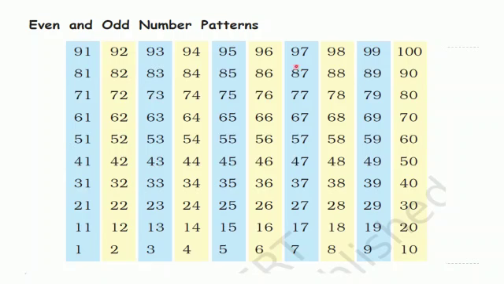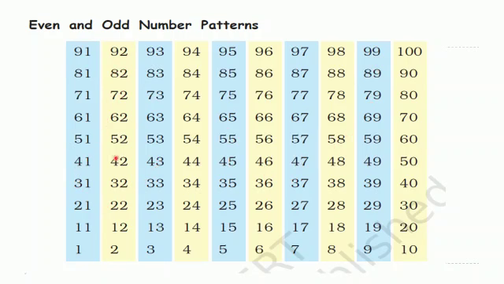Okay. Now you see the blue color numbers. The last digits are 1, 3, 5, 7, 9. So these all are called odd numbers. Again I repeat, the last digits are 1, 3, 5, 7 and 9. So these are all odd numbers. This blue color are odd numbers.